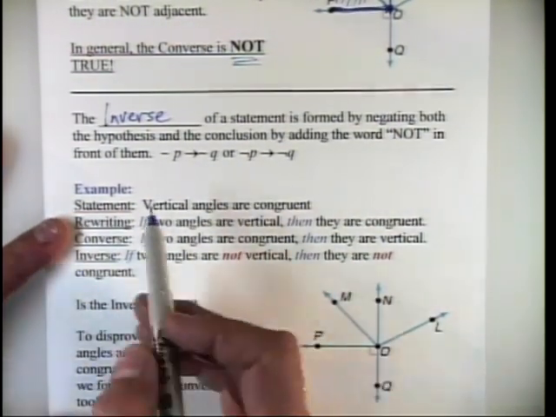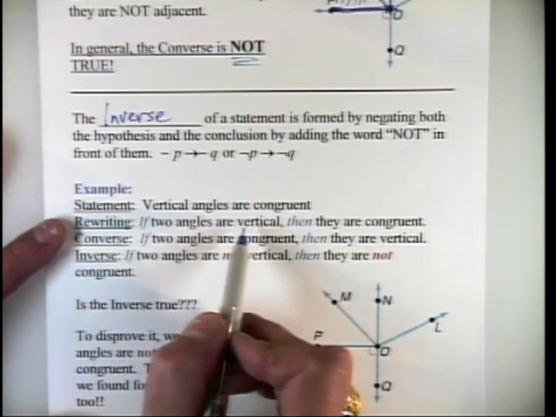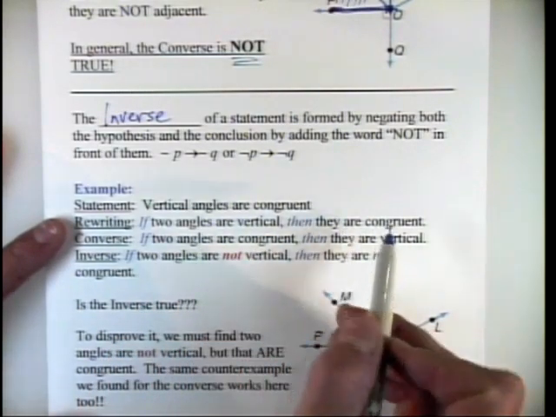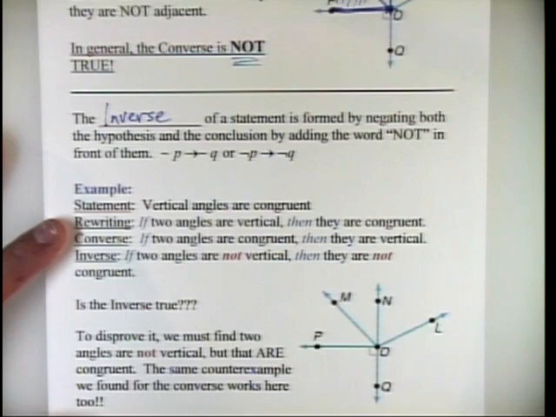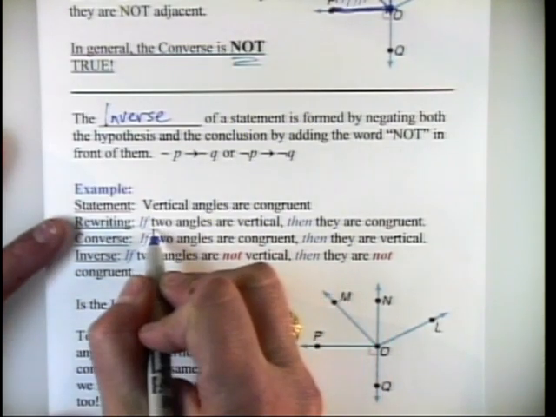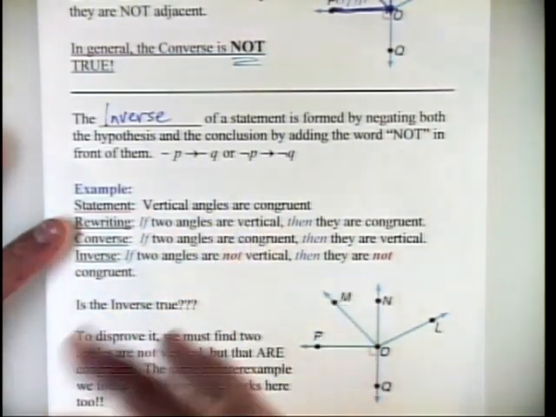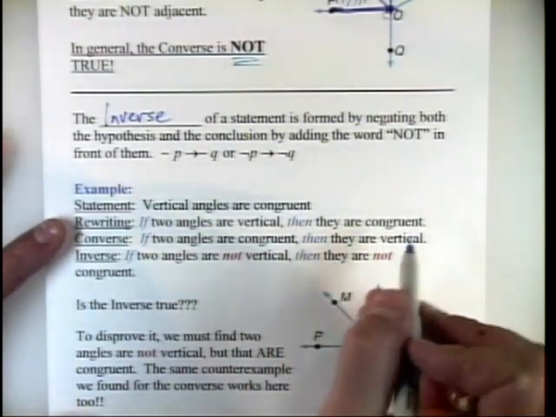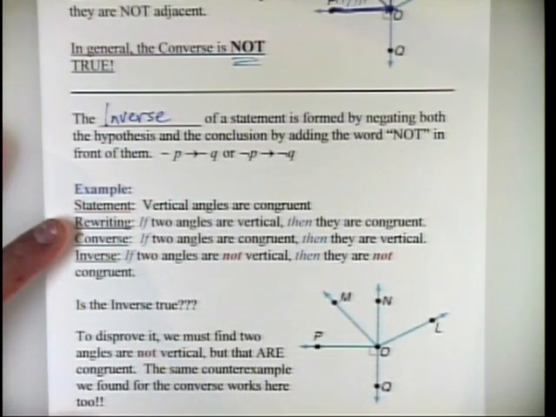Well, that's nice. Let's write it in if-then form. If two angles are vertical, then they are congruent. By the law of detachment, we know that's true. So if we happen to have two angles that are vertical, if that condition is met, then we know that they'll have to be congruent. That's the definition from last time.